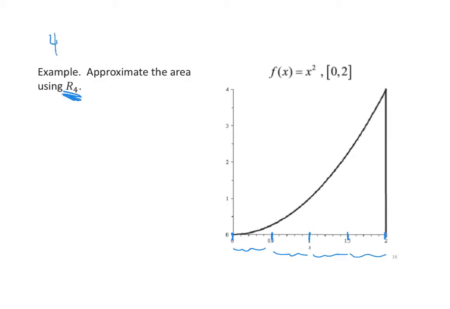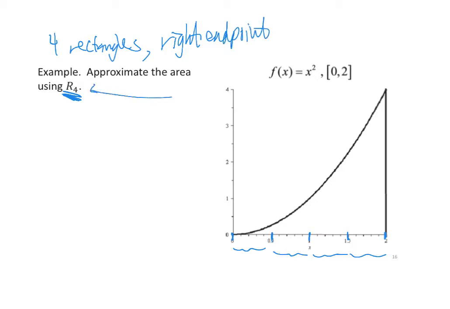So if we're doing 4 rectangles and we're using the right endpoint of the subinterval to give us the height of the rectangle, the notation we're going to use is R4. R for right and 4 because 4 rectangles. So I'm going to choose the right x value in each subinterval. I'm going to draw my rectangles using those as the heights. It looks like in this case I'm overestimating all the way, which is fine for now.